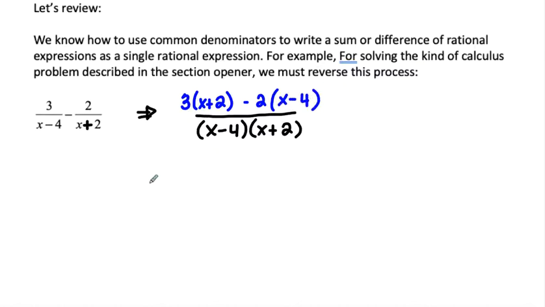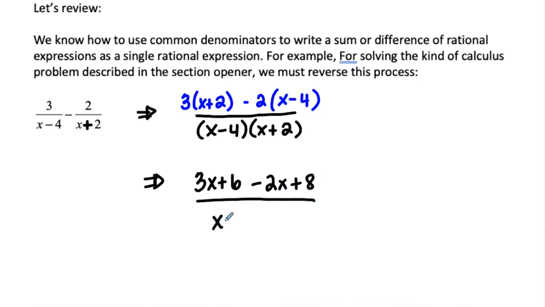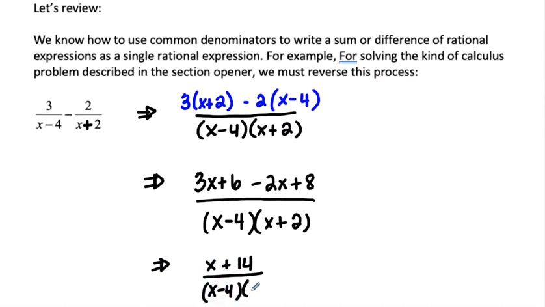All right, so then we'd simplify. Notice I'm not saying equals, I'm simplifying. So we've got 3x plus 6 minus 2x plus 8 all over that denominator of x minus 4 times x plus 2. And then I combine like terms, and so that would give me x plus 14 all over x minus 4 times x plus 2.